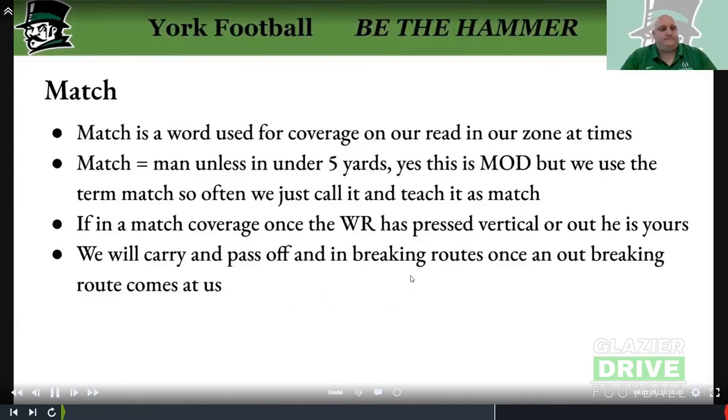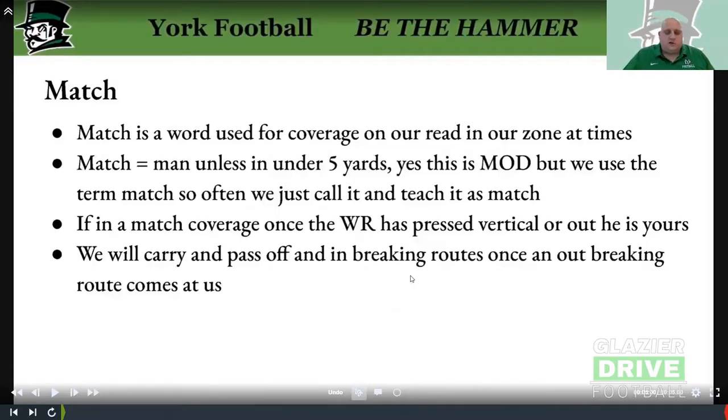So what is match? Match is a word we use for coverage on our read when we have a zone sometimes. So it's a word we use in coverage. To us, match equals man unless in under 5 yards. So if you read Cody Alexander's book, or if you're a MOD guy, man on demand, that is what our match is. We just say the term match. That's how we teach it.